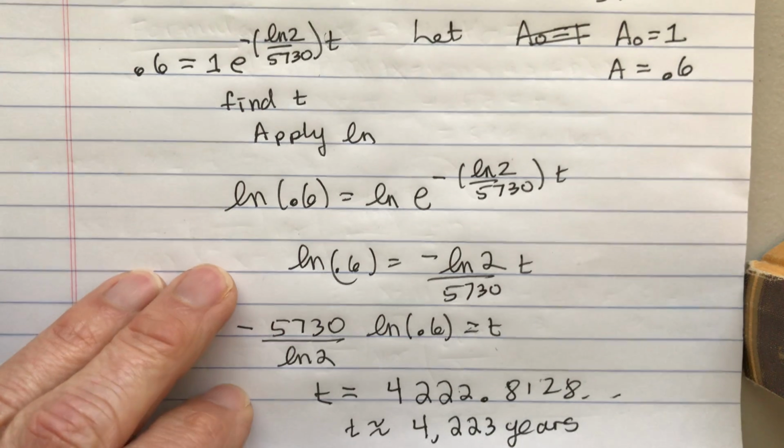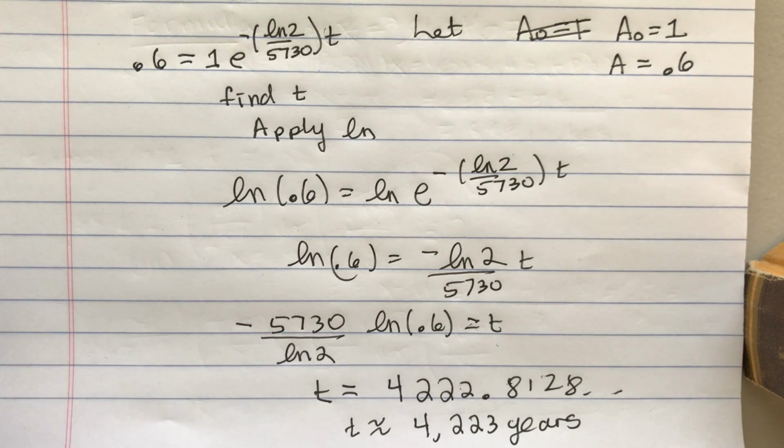There are other materials or elements where you can apply exponential decay and use it for dating how old something is. But carbon is a really well-known one. All right.